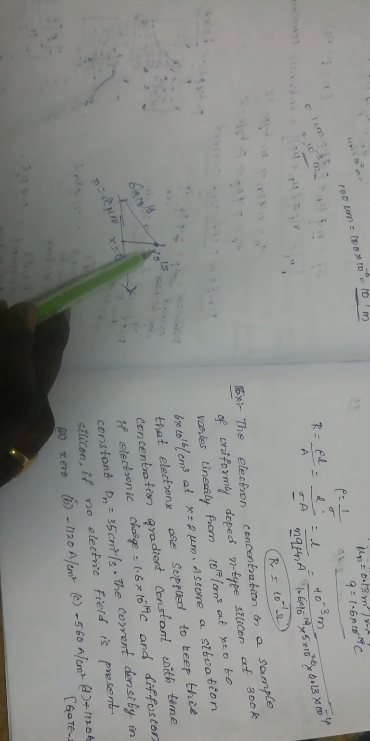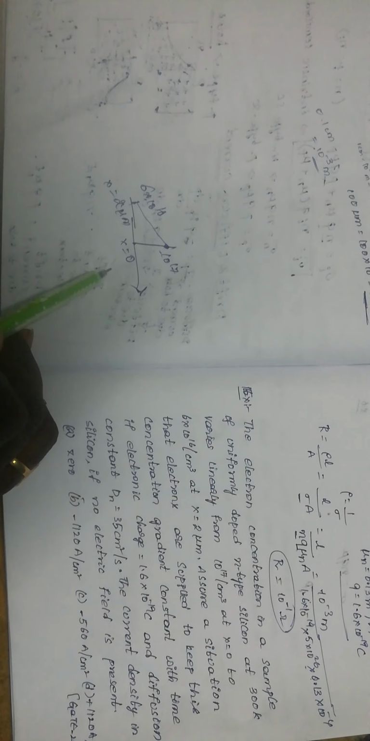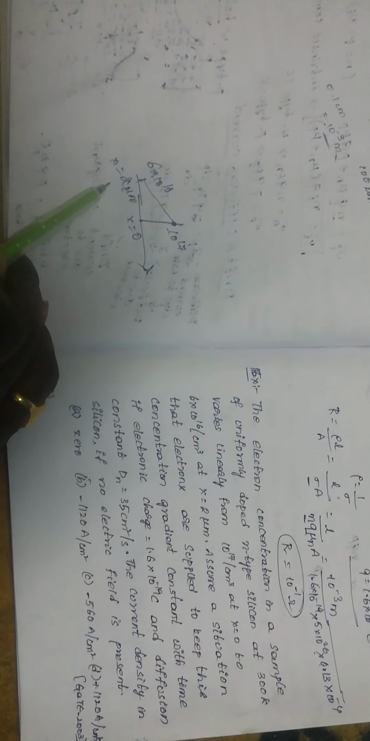So the electron concentration variation is going to decrease from x equal to 0 to x equal to 2 micrometers.